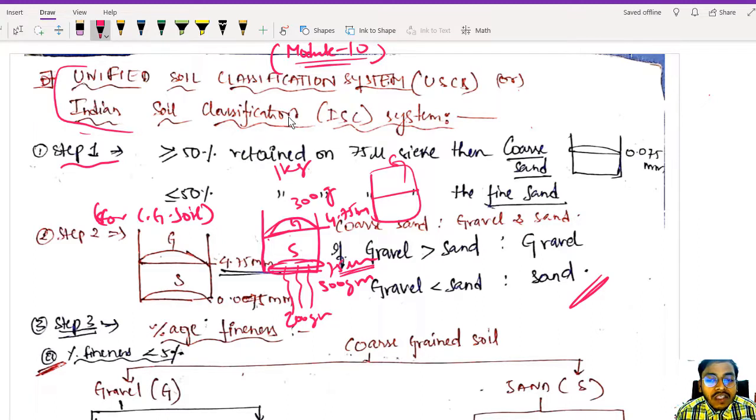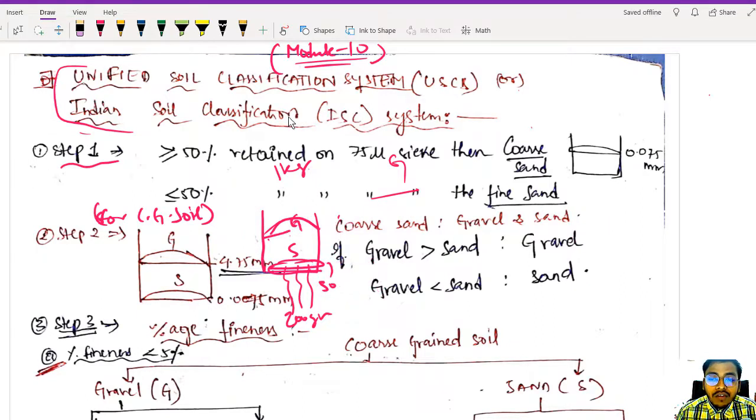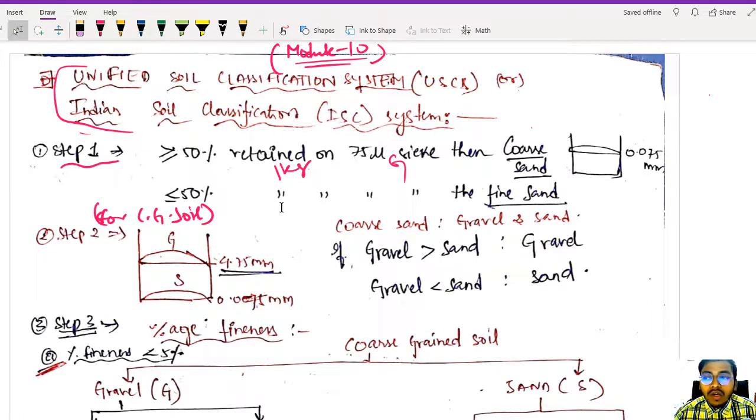Now can you classify this as gravel or sand? Common sense. You can clearly see sand is 500 grams, gravel is only 300 grams. So clearly we have to classify it as sand because your S value is greater than G value. So we are calling it sand. If the case were reversed, for example, the weight retained here is 500 grams, the weight retained here was 300 grams and 200 grams passed. Can you classify now? It will be classified as gravel. Whatever is more, just classify it with that name. Simple.